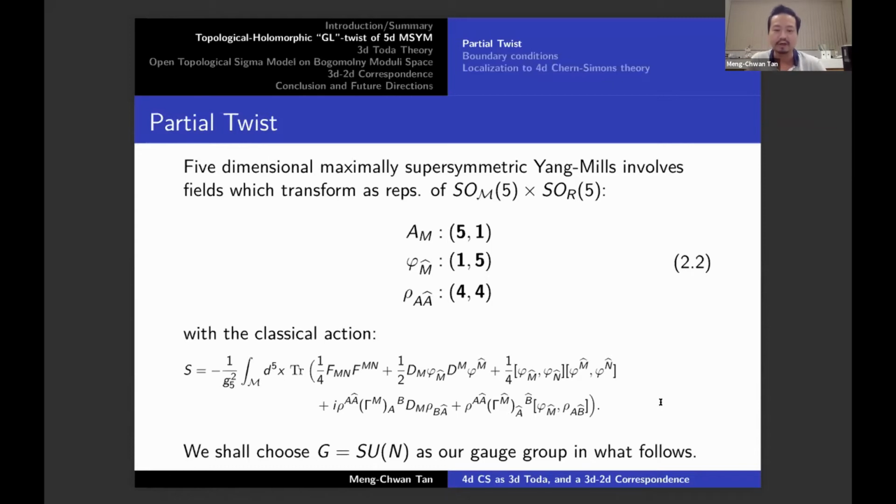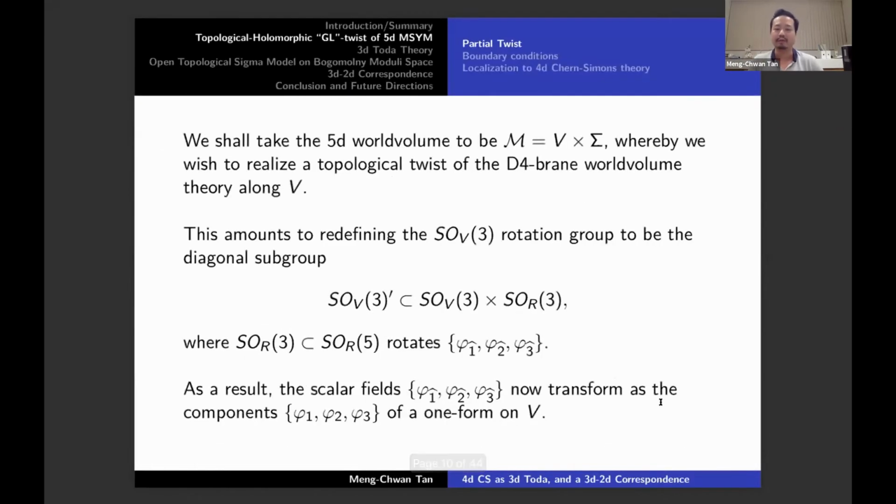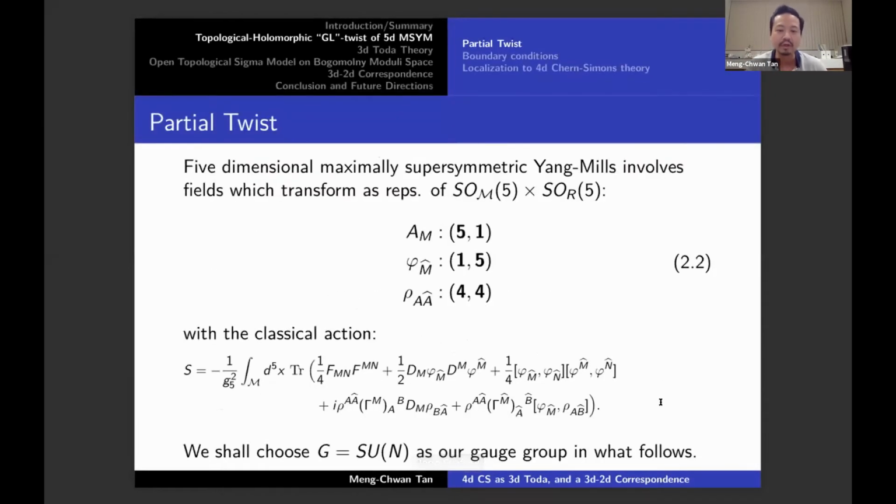So for simplicity, and to say very concrete results, let's just choose G equals SU(N) as our gauge group in whatever follows in our discussion. I'm sure most of you are familiar with the Lagrangian already for 5D Yang-Mills.